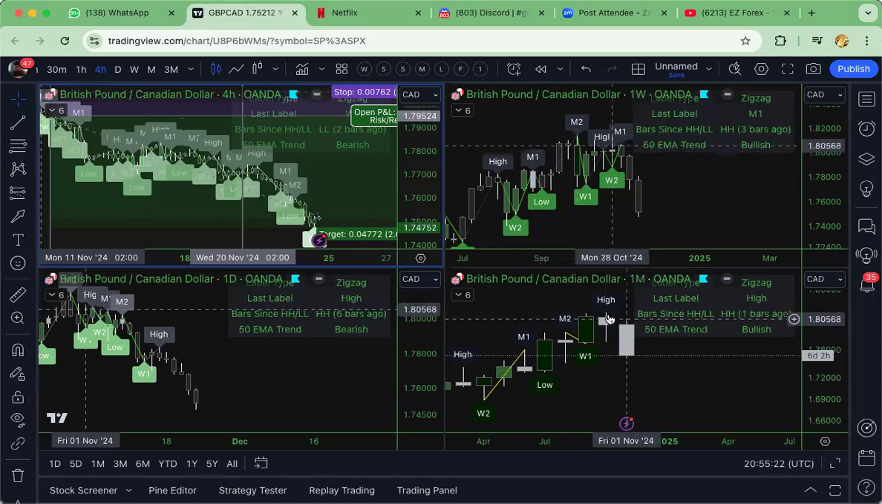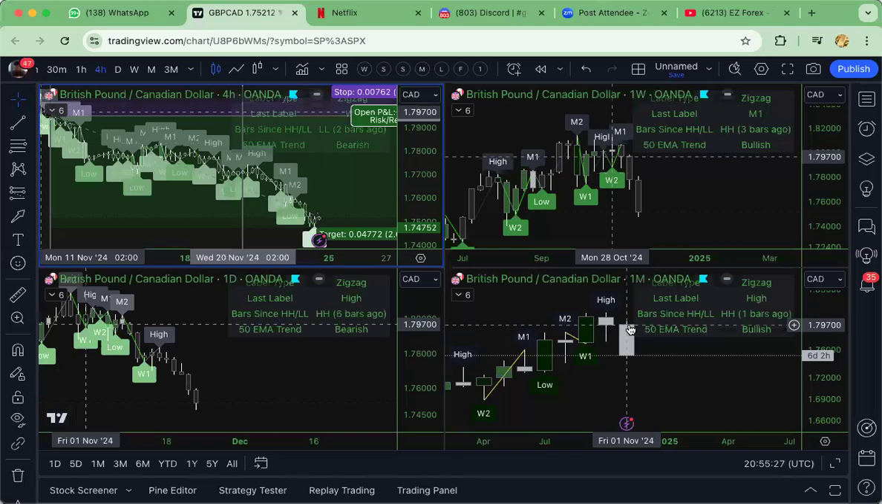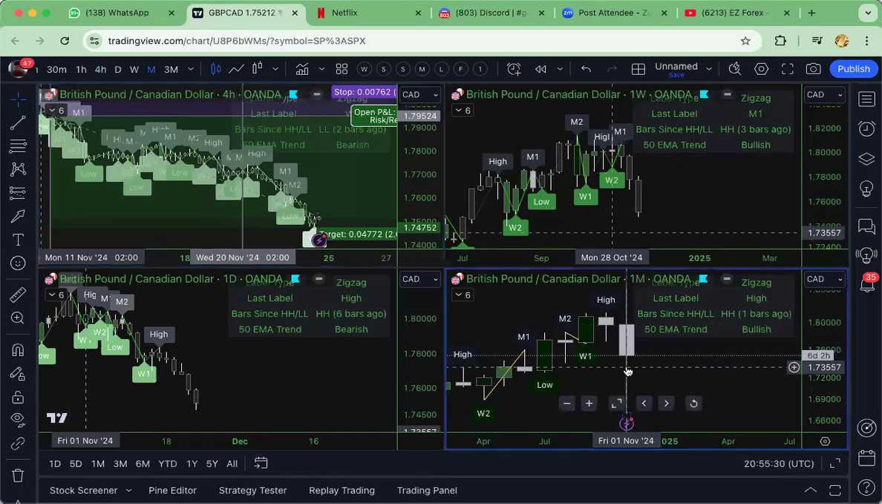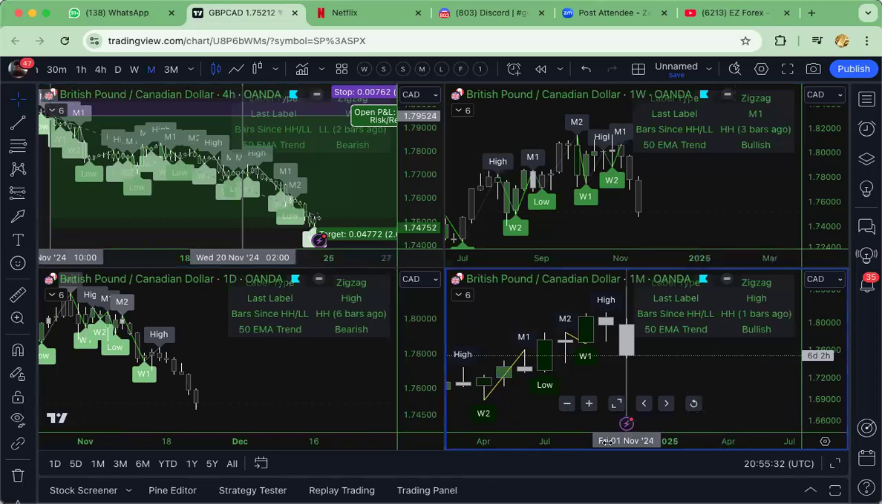Now what we're going to do, we see this high was formed here, and we want to know the month that we're actually in right now. So we just put a vertical line there. And you can see this says Friday, the 1st of November. Okay, that's cool for us.